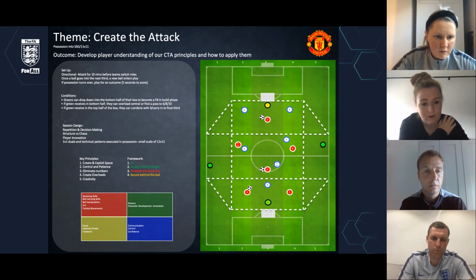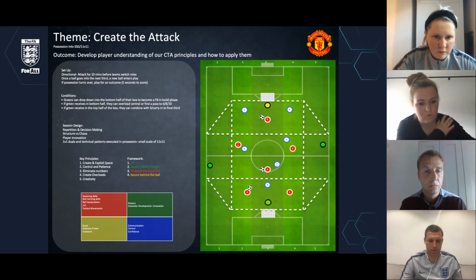So the key framework for me is, okay, can we have a +1 mentality? Can we have depth, width and height? Can we threaten the back line? And can we secure behind the ball? Because I think if we do that, we've got the best chance of being successful in that phase.